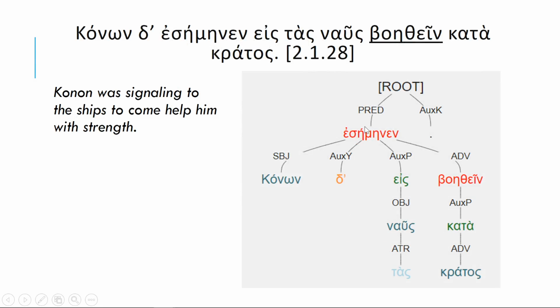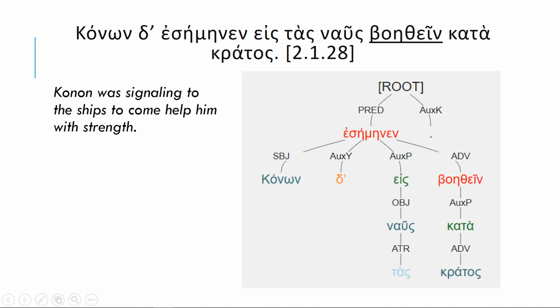Conon was signaling. Why was he signaling? For the purpose of to come to help with force, right? So he was signaling to the ships that he wanted them to come to help him. So this is again the sense of explaining the signaling.